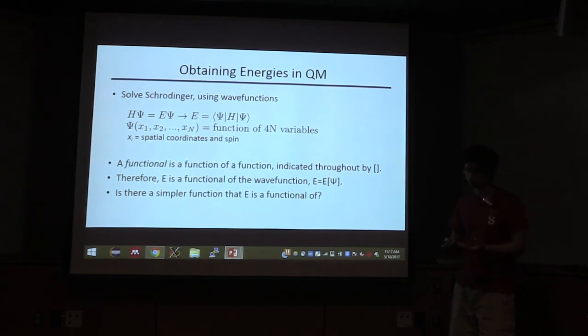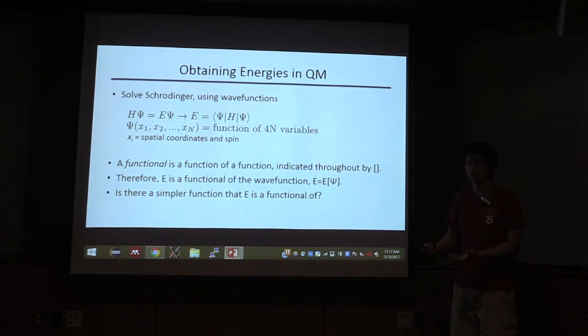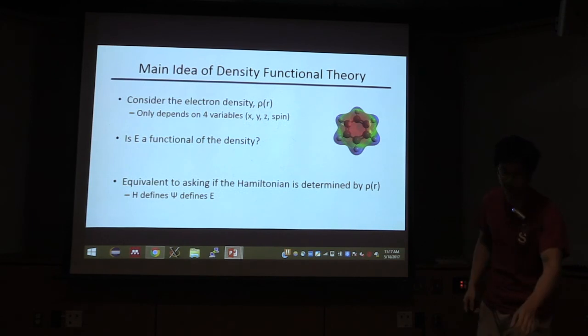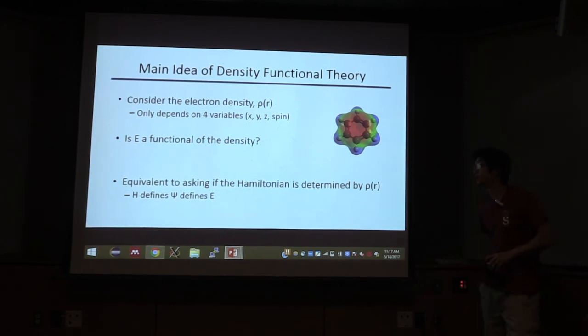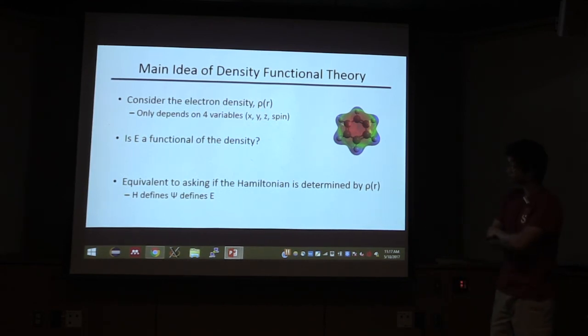Some QM people just were not happy with the state of things. They thought there should be a simpler function that the energy would be a functional of. That's what motivated the line of inquiry for DFT. The main idea of DFT is that instead of considering the wave function, you consider the electron density, denoted rho in the presentation. The electron density only depends on 4 variables, x, y, z, and spin, because you're not dealing with discrete electrons.